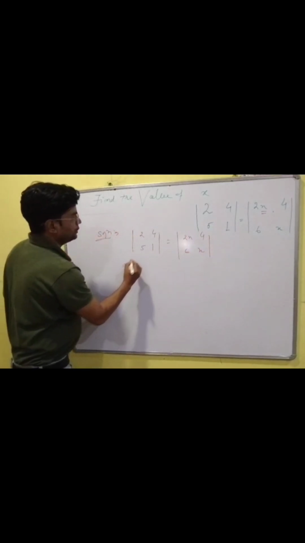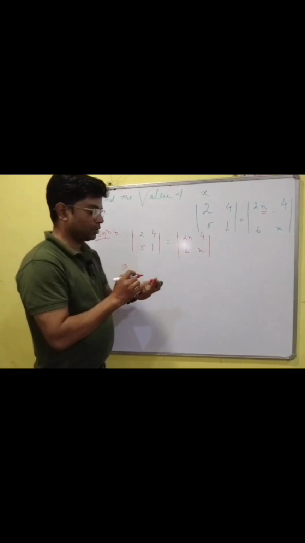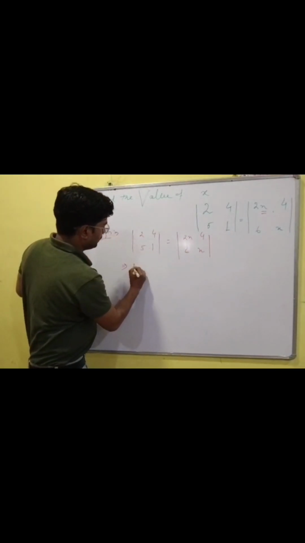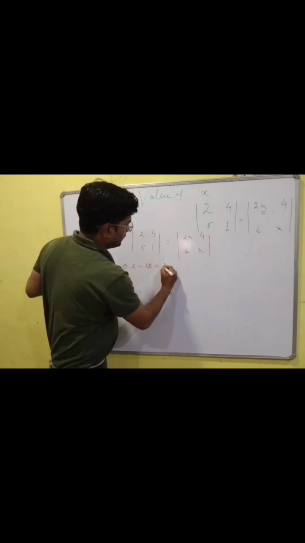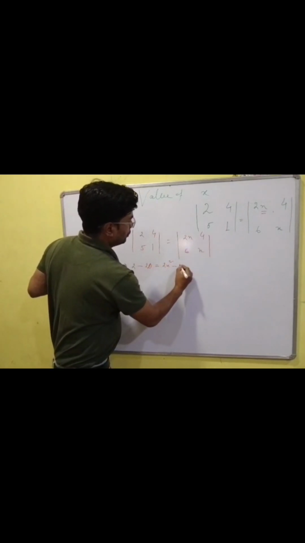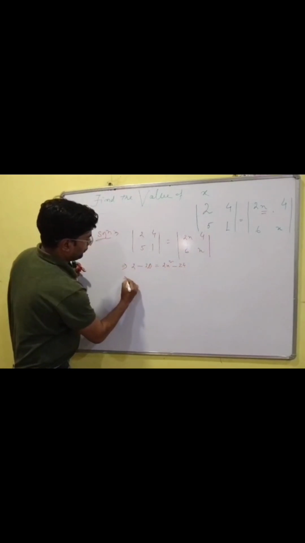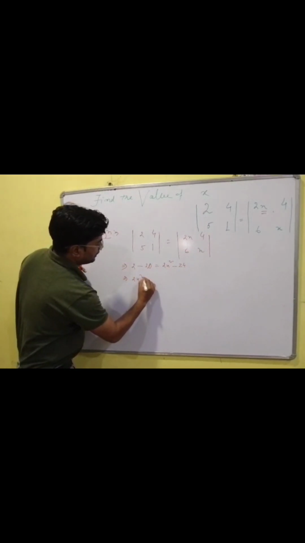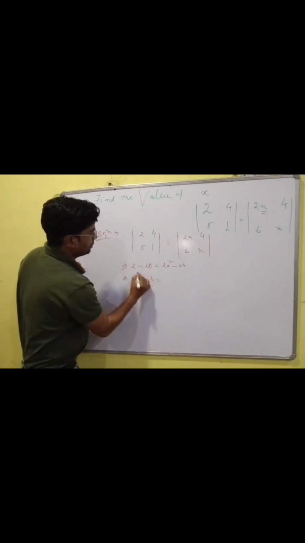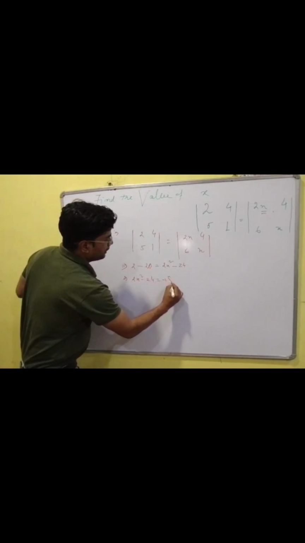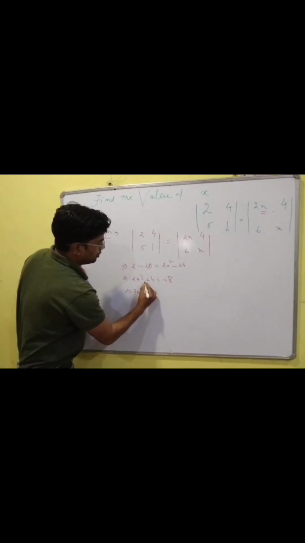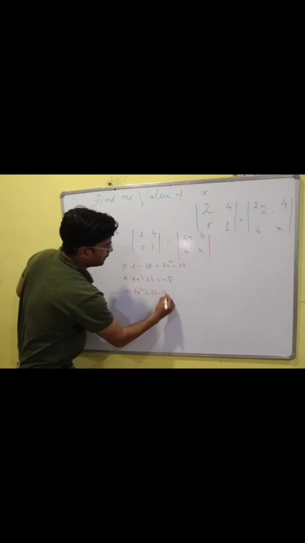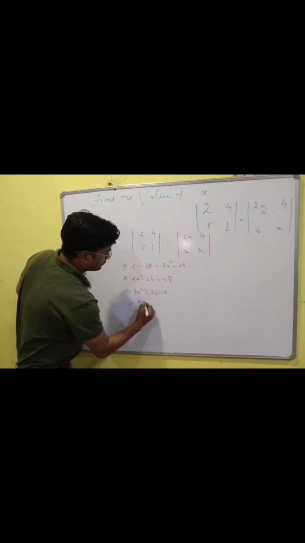Using the property of determinants, we will solve: 2 into 1 2 minus 5 into 4 20 is equal to twice x into x. It is twice x square minus 6 into 4, 24. Twice x square minus 24 is equal to 2 minus 20 is equal to minus 18. Twice x square is equal to minus 24 becomes plus 24 minus 18. Twice x square is equal to 6.